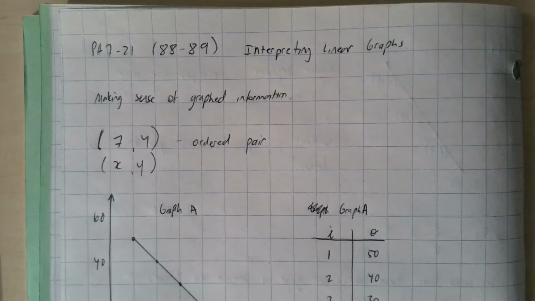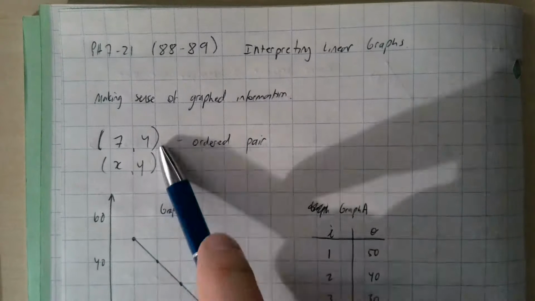We're going to be having our lesson on patterns in algebra, lesson 21 on pages 88 and 89. This is all about interpreting line graphs, or linear graphs, sorry. We have been working towards this. We are familiar with ordered pairs, and I have an example written down right here, 7, 4.